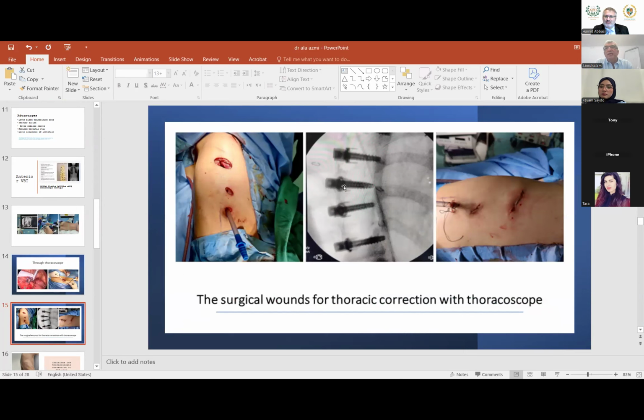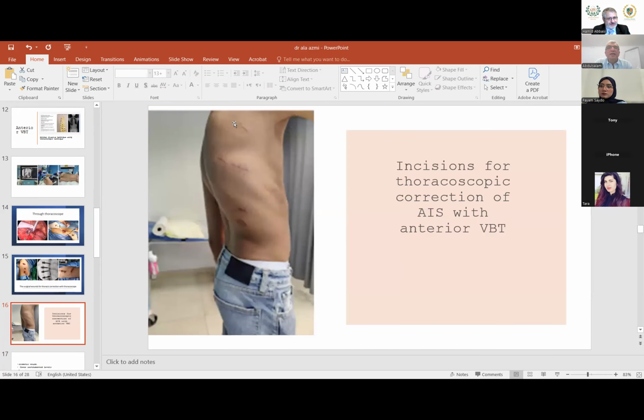And you can see the screws are put anteriorly, and you can see the chest tube, and the bigger incision, which is about 4 to 5 centimeters on the apex, and the one in between the chest tube and the incision is the one for the scope. And here you can see, instead of having a big incision on the back, you can go with small incisions in between.